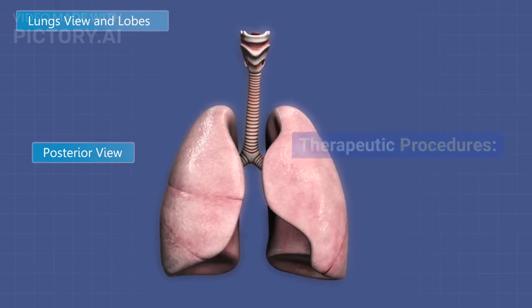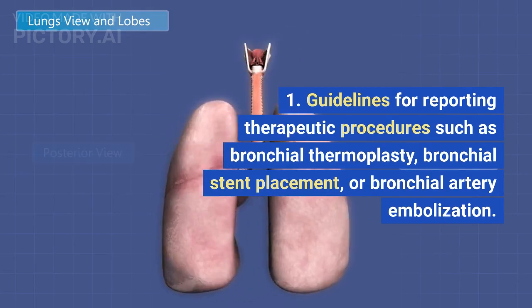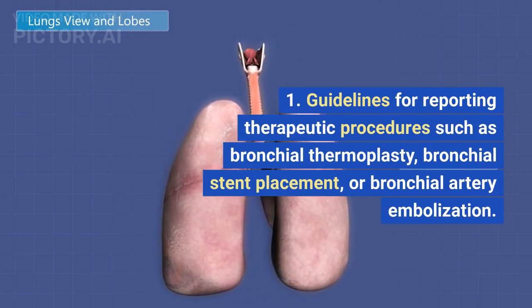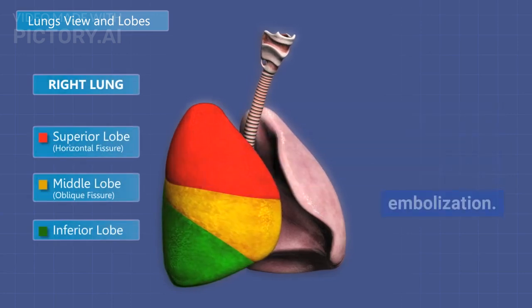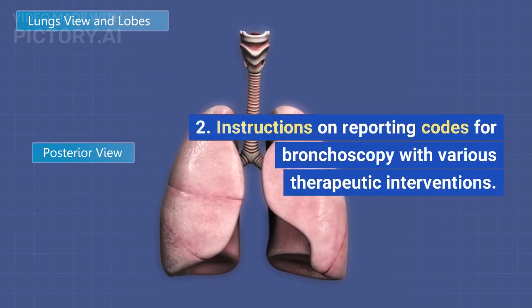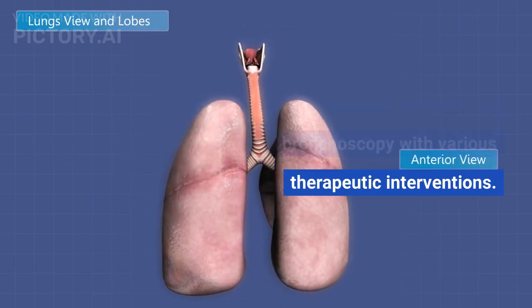Therapeutic procedures. 1. Guidelines for reporting therapeutic procedures such as bronchial thermoplasty, bronchial stent placement, or bronchial artery embolization. 2. Instructions on reporting codes for bronchoscopy with various therapeutic interventions.